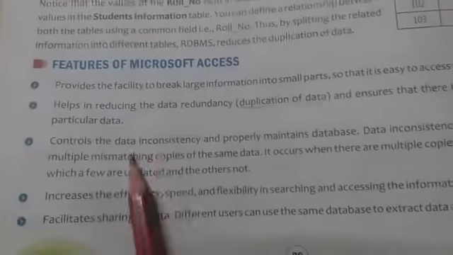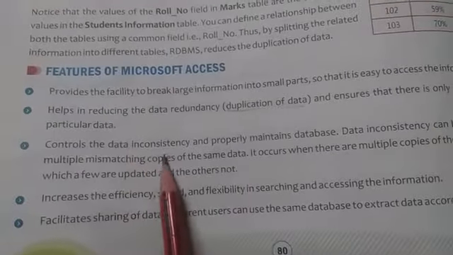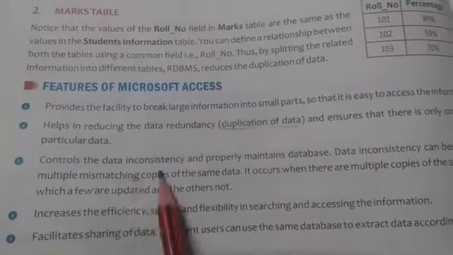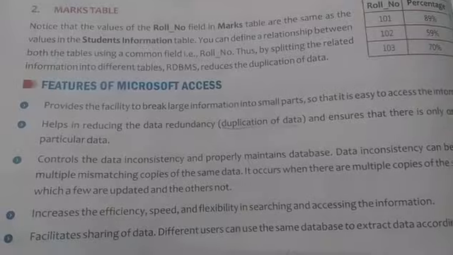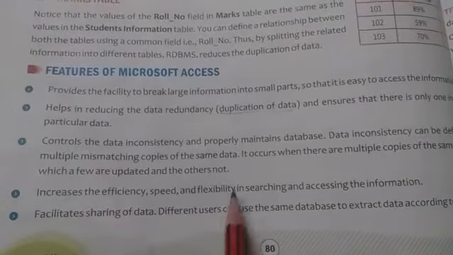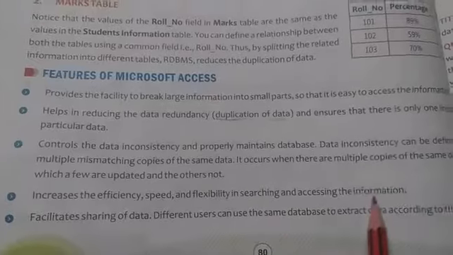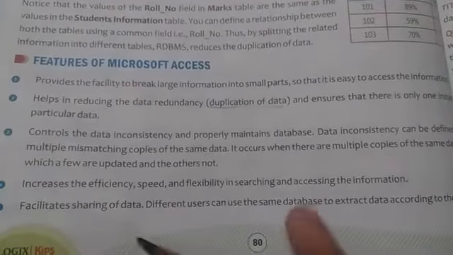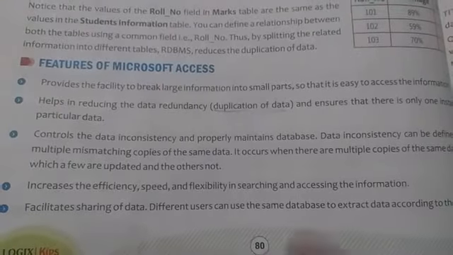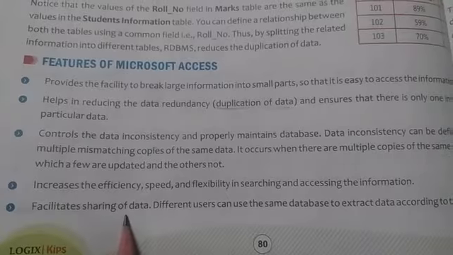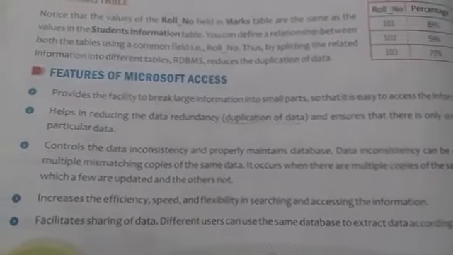So it controls the data inconsistency. Data inconsistency को कैसे control करेगा? अगर हम data table में duplicate values ही enter नहीं करेंगे तो inconsistency भी नहीं रहेगी. After this, it increases the efficiency, speed and flexibility in searching and accessing the information. Yes, users can easily access any information and search any information from the database. So it facilitates the sharing of data. Easily we can share our data also.